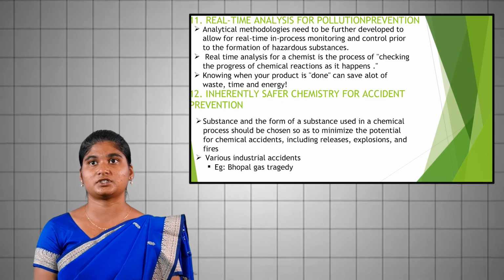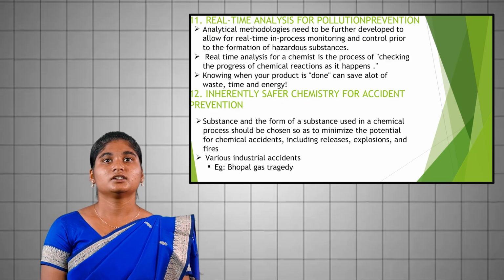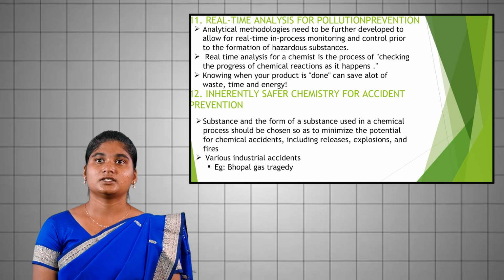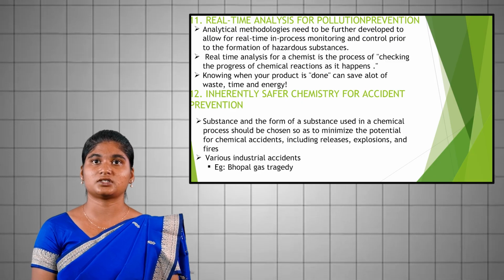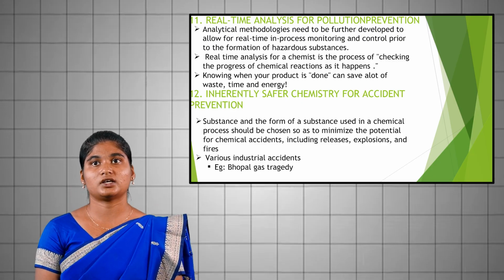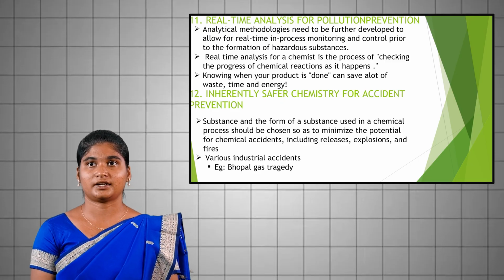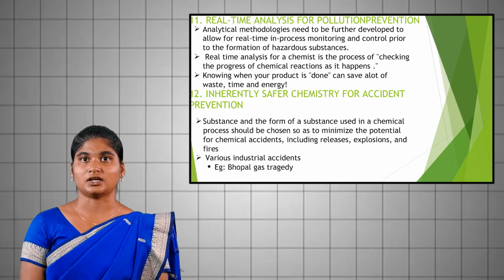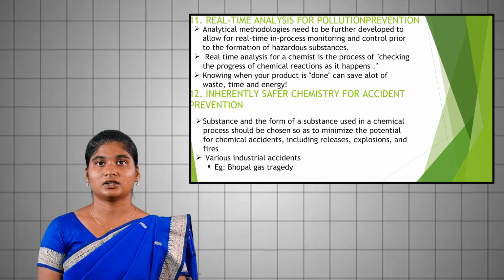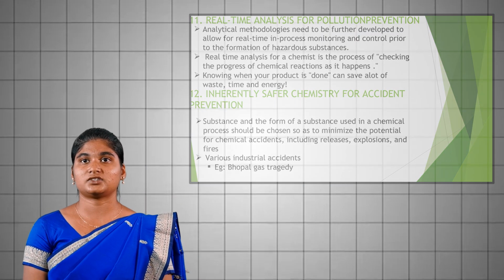Inherently safer chemistry for accident prevention. Substances and the form of a substance used in a chemical process should be chosen so as to minimize the potential for chemical accidents, including releases, explosions and fires. Various industrial accidents, for example the Bhopal gas tragedy.